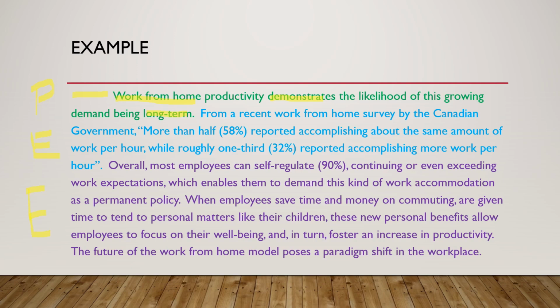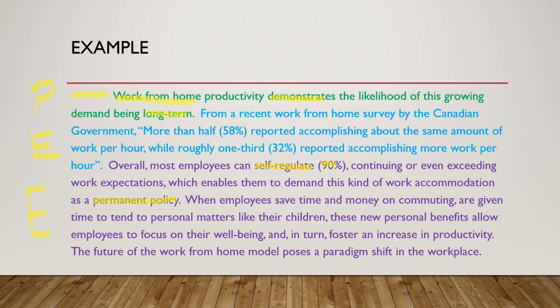So how am I going to now analyze this? Overall, most employees can self-regulate. 90% continuing or even exceeding work expectations, which enables them to demand this kind of work accommodation as a permanent policy. The idea is that I combined the numbers 58 and 32 into 90%, and I talked about the idea of self-regulation, which basically bolsters or supports the idea of a potential permanent policy.